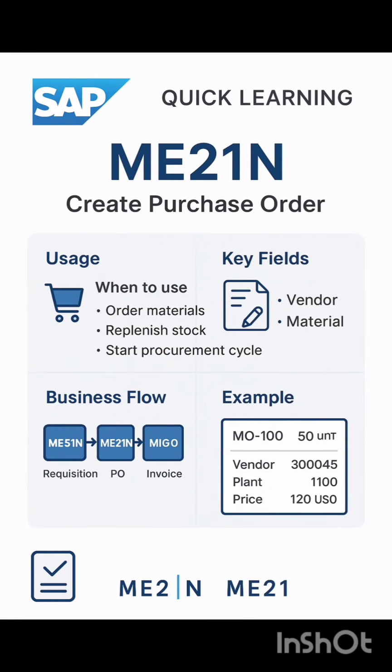Today we will discuss ME21 transaction. It is used to create purchase orders. It has to be used when you have to order materials, replenish stock, and start the procurement cycle. Key fields are vendor and material.